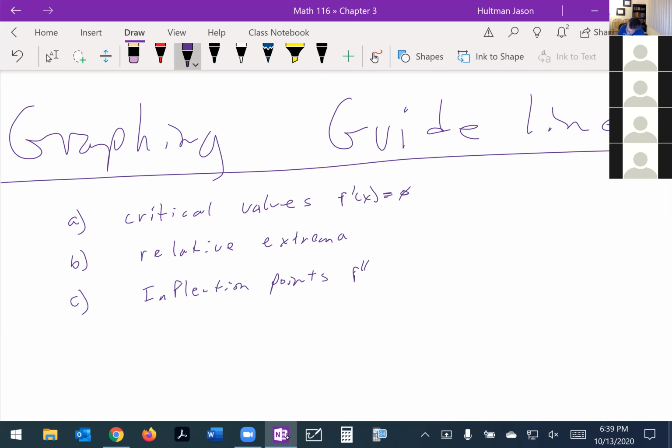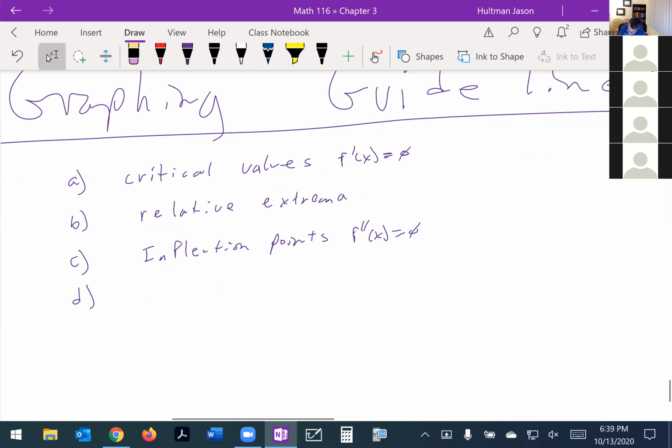Okay, and that's where f double prime of x is equal to 0. Using that, we will also want to figure out our concavity. Where is this thing concave up? Where is this thing concave down? This is the first derivative test, second derivative test.